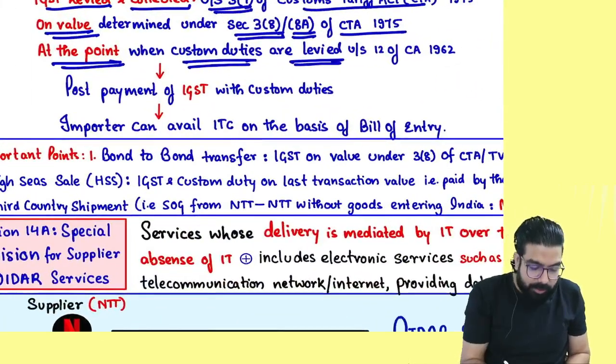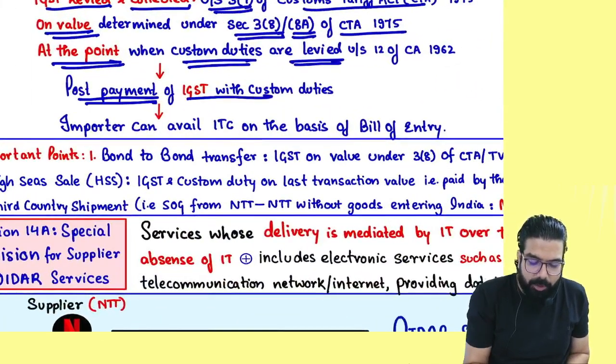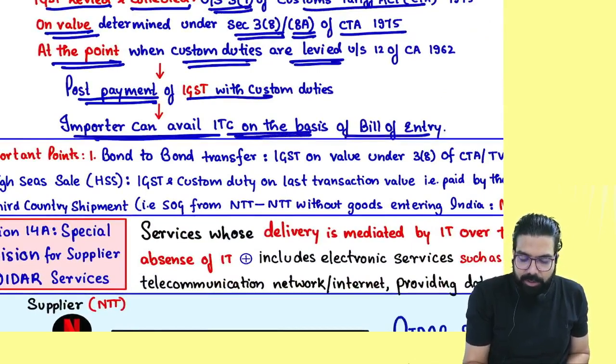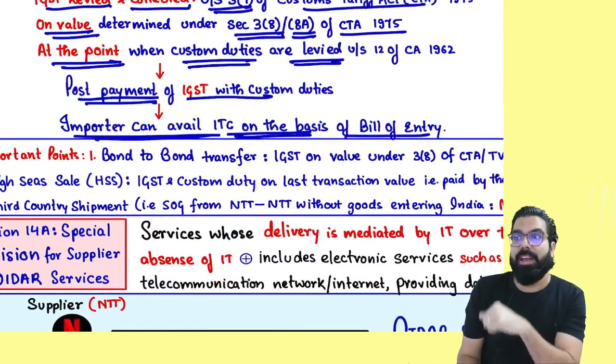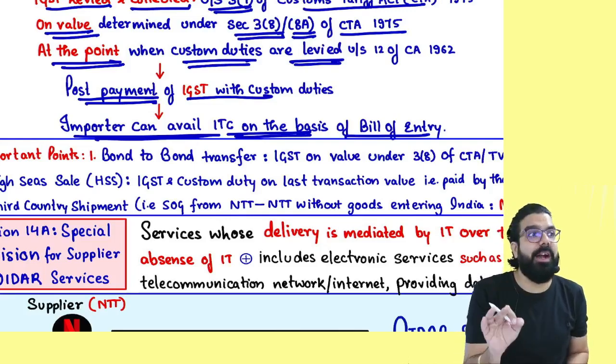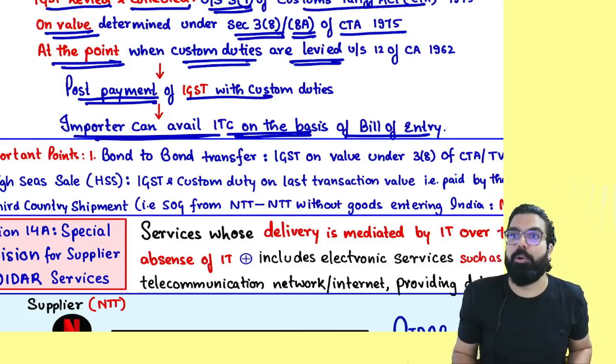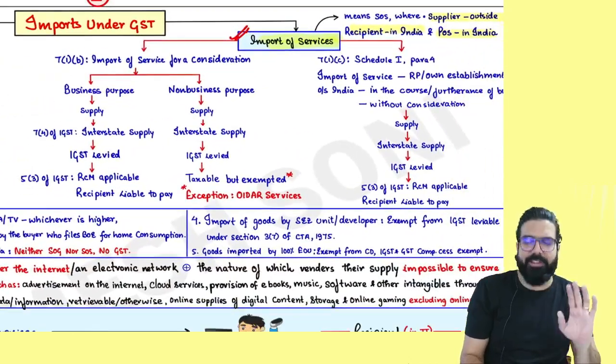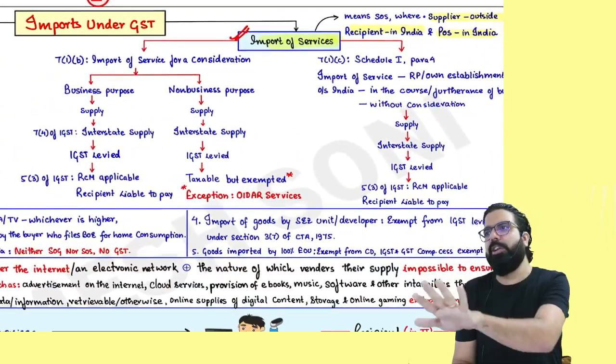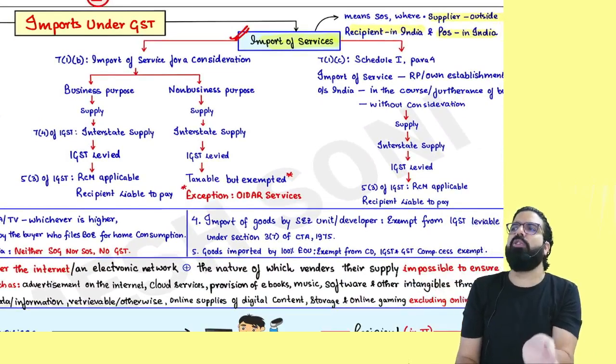Now, sir, once you go ahead and make the payment of the IGST with the custom duty, the importer can avail the ITC on the basis of bill of entry. I hope you guys remember, on the basis of bill of entry, you can go ahead and take the input tax credit. Okay, this was just general knowledge which you guys already knew. This chapter is something which you guys already know.